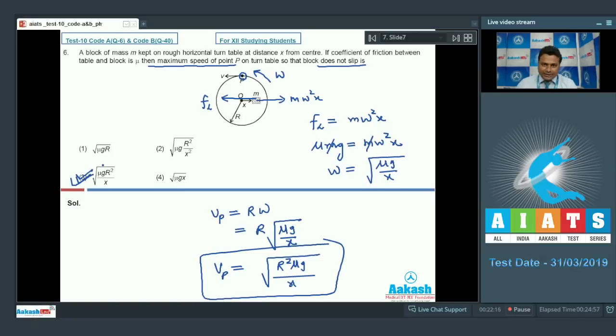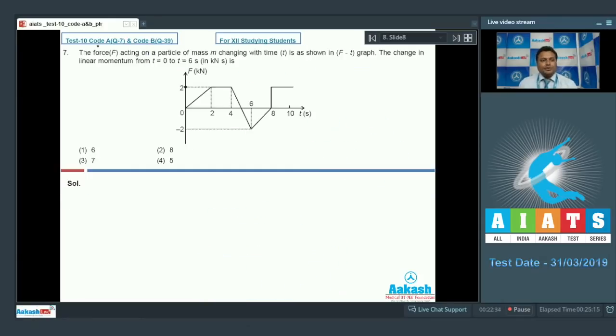Now let us proceed to the next question, that is question number 7. So here is question number 7. Force F acting on a particle of mass m changes with time t as shown in the F-t graph. The change in linear momentum from t equal to 0 to t equal to 6 in kilonewton second will be what? First of all, we know very well that F equals dp by dt, or in other words, the small change in momentum will be F into dt.